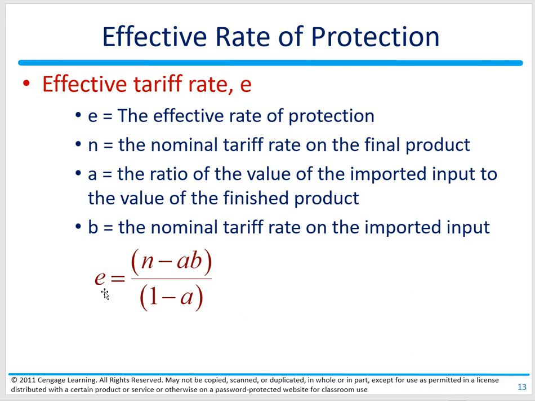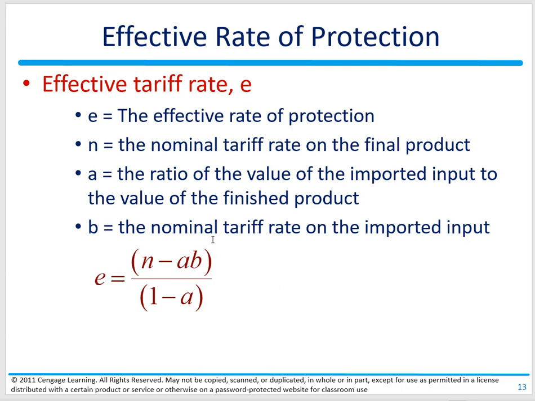Okay, so let's look at the definition of each variable. N stands for the nominal tariff on the final product. That's the one that is published. A stands for the ratio of the value of the imported input to the value of the finished product. So let's say that what we import is just 20% of the final good we want to make with those imported raw materials. That will be the value for A. If what we import is the final product, then this will be 1.